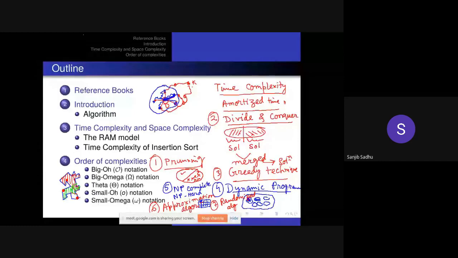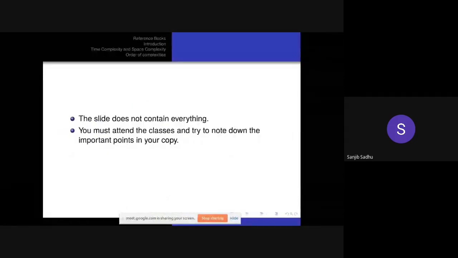Don't see only the slides, you need to see the books also. You must attend, and you may note down the important points. The slide doesn't contain everything.